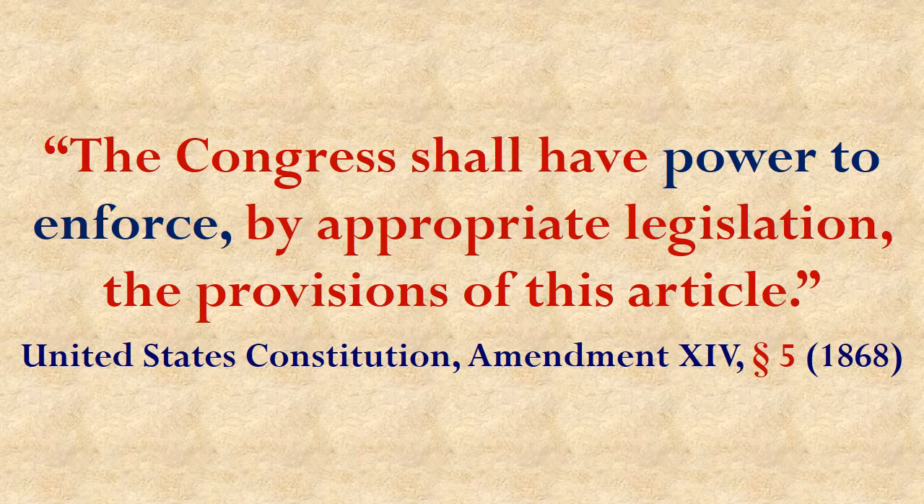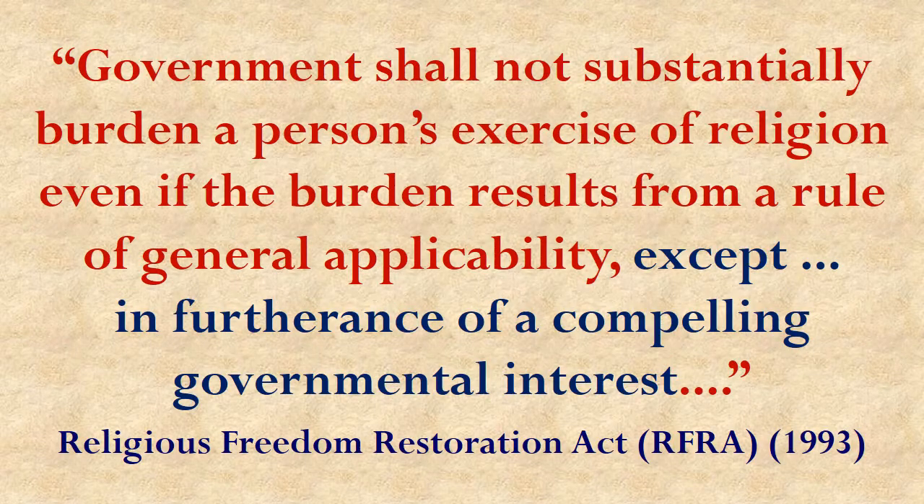So after the Oregon versus Smith case, Congress didn't like what the Supreme Court had done. So they invoked their Section 5 powers here from the 14th Amendment, and they passed a law called the Religious Freedom Restoration Act. What that law did was it tried to force the courts to once again use the compelling interest standard when evaluating whether or not the government could infringe upon somebody's religious beliefs.